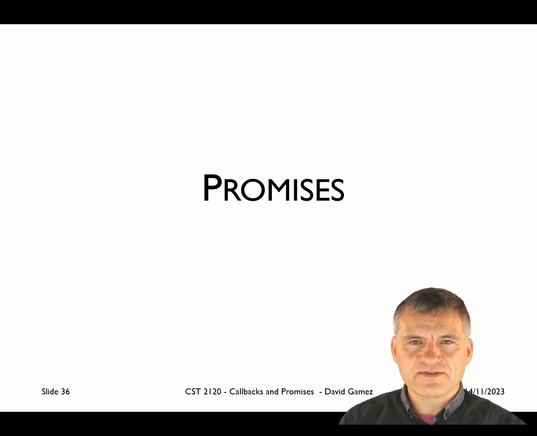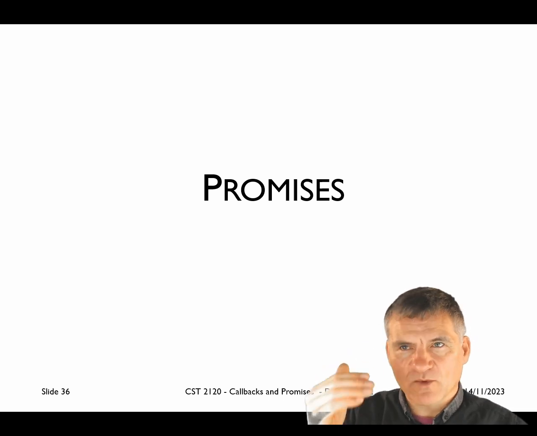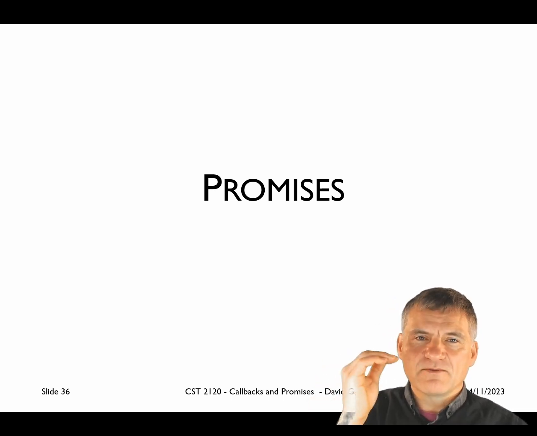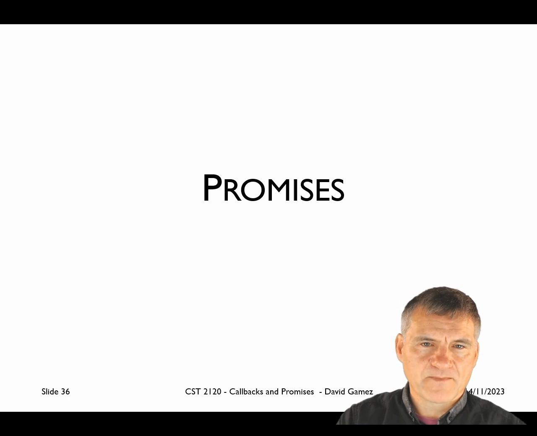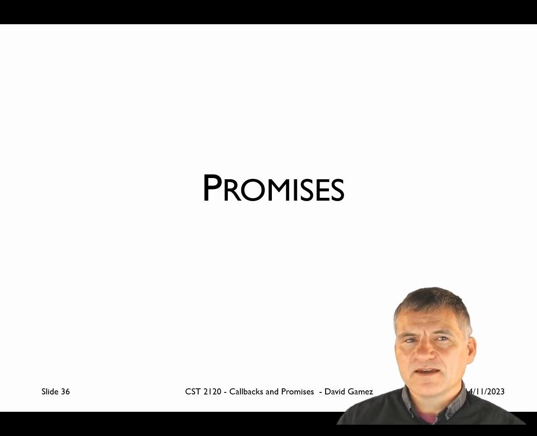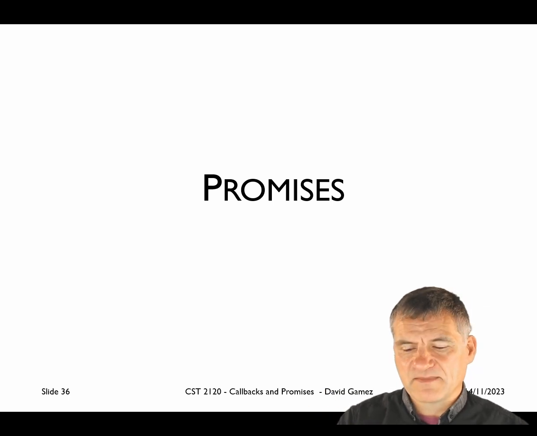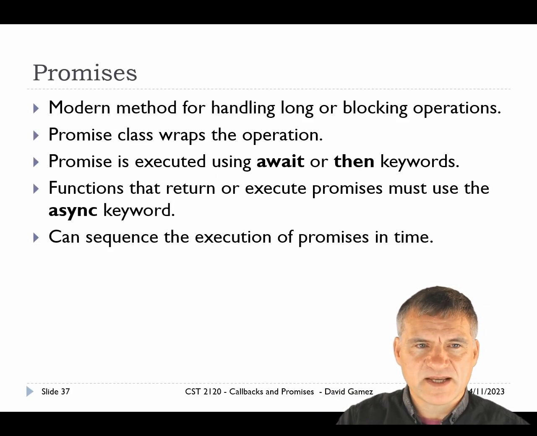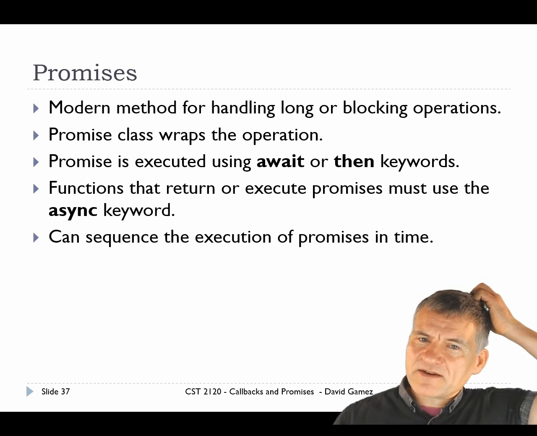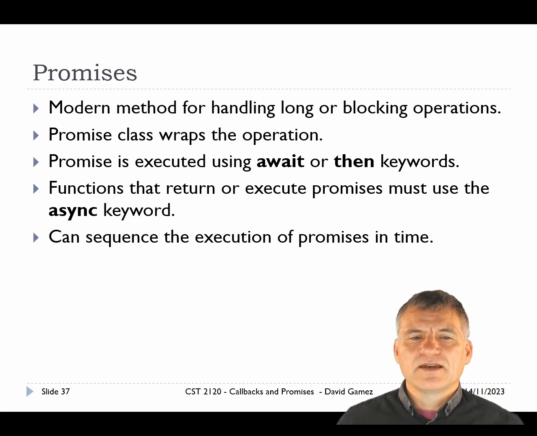Yeah? But the limitation of callbacks, obviously, is that we have to put callbacks within callbacks within callbacks when we start trying to sequence things in time. And this is where promises come in, which does the same thing. It just does it in a way that's easier to write and nicer code, basically. Yeah. So it's a modern method for handling long blocking operations.